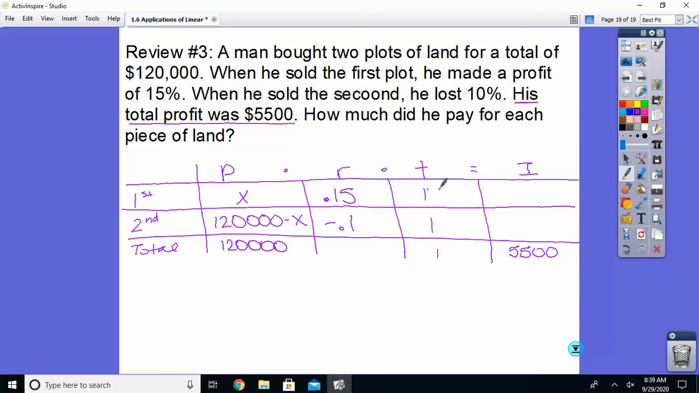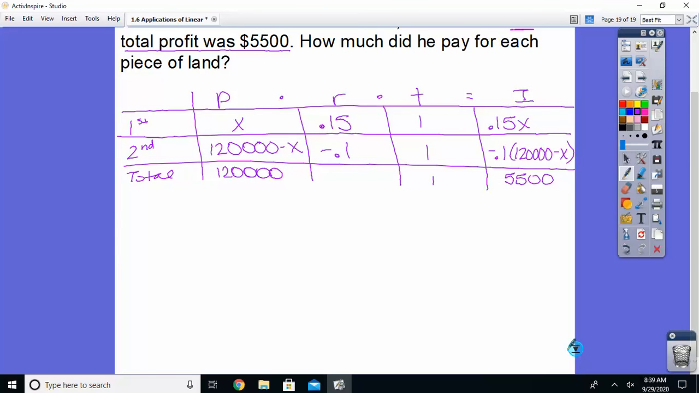So now we just follow the formula, principal times rate times time. So if we multiply those, we get 0.15x. Negative 0.1 times 120,000 minus x. Then the equation is always the same. You add the first 2 to equal your total. So I have to distribute my negative 0.1.